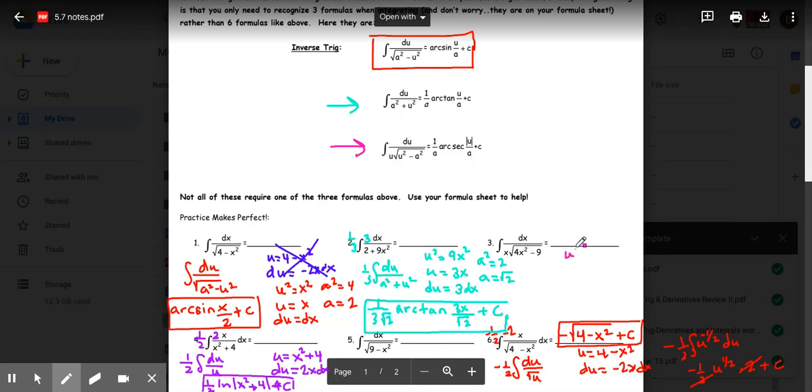So once you realize you have to use one of those 3, you write down your u squared, your u, your du, your a squared, and your a. So u squared would be 4x squared. U would be the square root of that, which is 2x. Du is the derivative of u, which is 2dx. A squared is 9. A is 3.